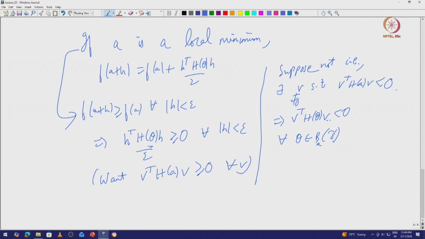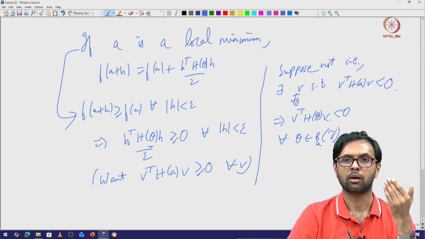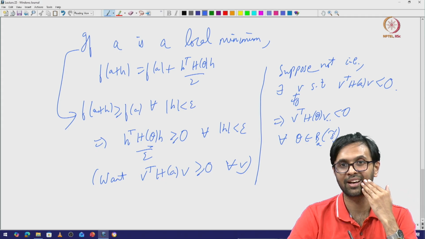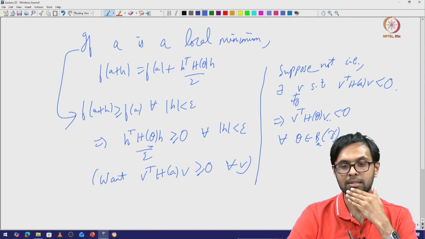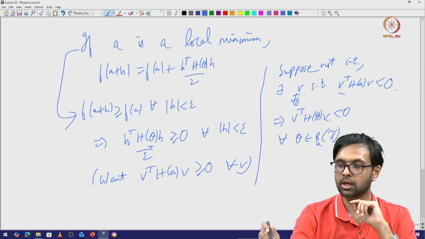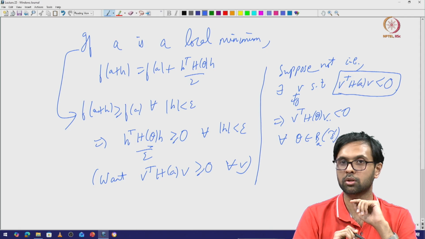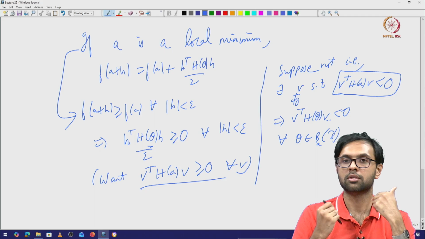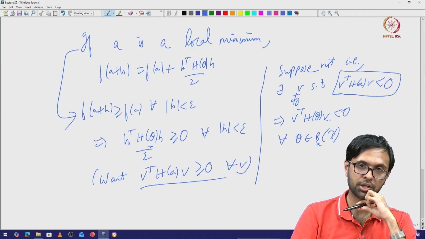Right? You might object saying that the norm of v need not be small, but it can be made as small as we want by just scaling, right? So the bottom line is A is not a local minimum. That's the problem. Okay. So in other words, v transpose H v cannot be strictly less than 0 for any v not equal to 0. So it must be greater than or equal to 0 for all v, right? So that proves the converse direction.